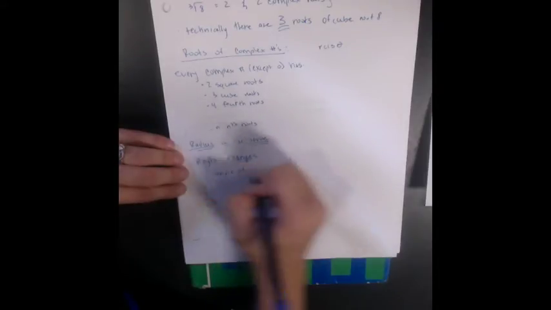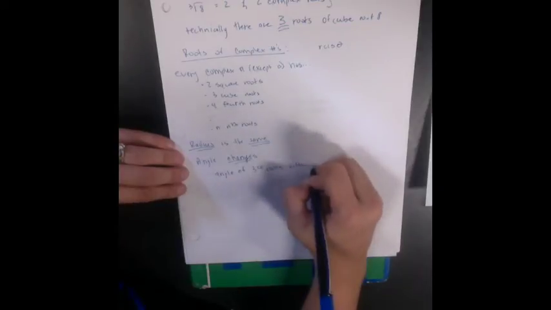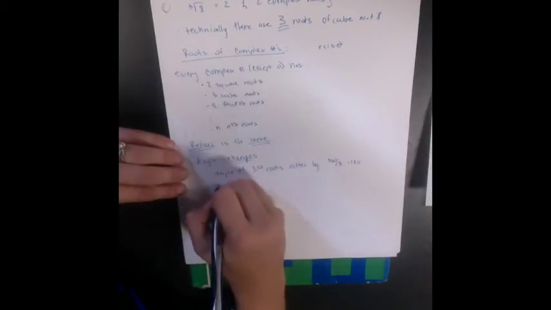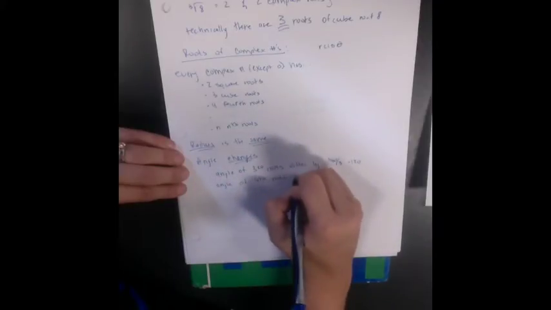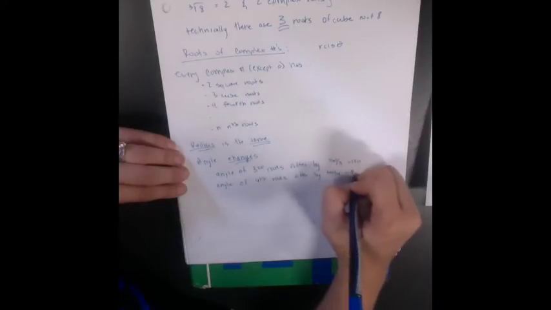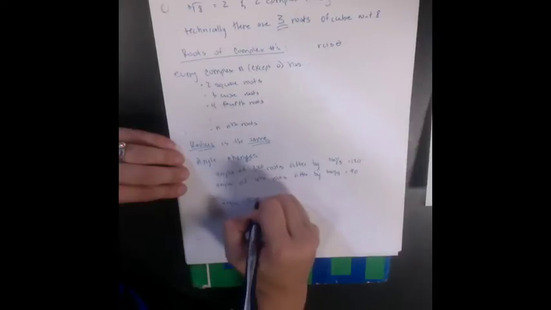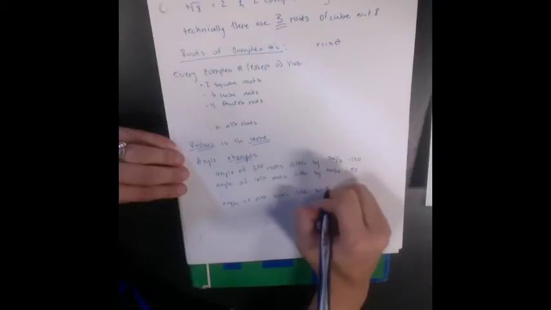Angles of third roots differ by 360 over 3, or 120 degrees. Angles of fourth roots differ by 360 over 4, which is 90, and so on and so forth. Angles of nth roots differ by 360 over n.